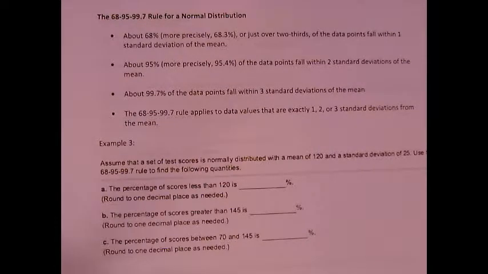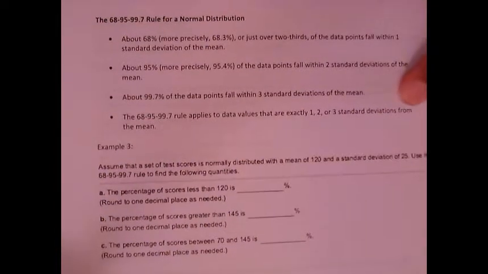And then about 95% of the data points will fall within 2 standard deviations of the mean. And then about 99.7%, or almost all the data points, fall within 3 standard deviations of the mean. So that rule, the 68, 95, 99.7 rule, applies to data values that are exactly 1, 2, or 3 standard deviations from the mean. Okay.